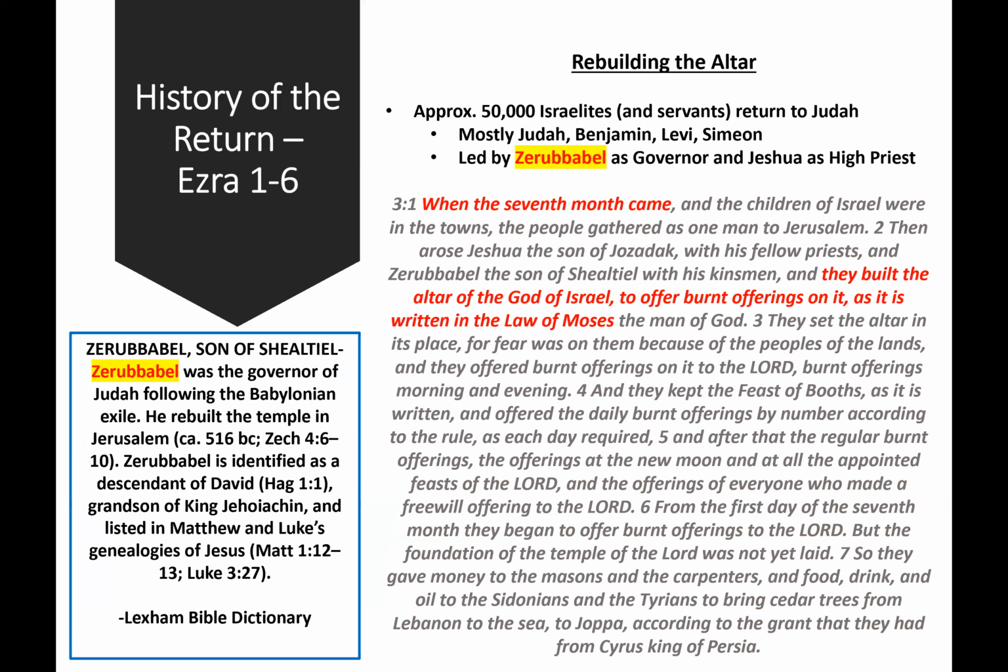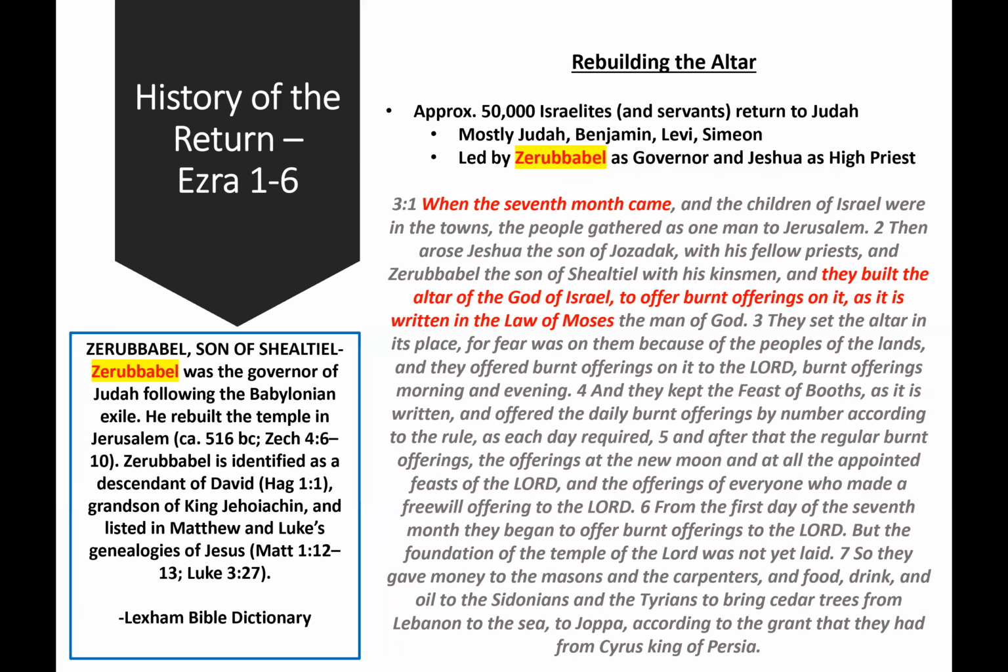So approximately 50,000 Israelites and servants returned to Judah. These are mostly from the tribes of Judah and Benjamin. Remember that Simeon lived within Judah, so there's some of the Simeonites there. And then there's a lot of Levites there also, because the Levites had got pushed out of the northern tribe of Israel. And so most of them were living in Judah at the time of the Babylonian exile.